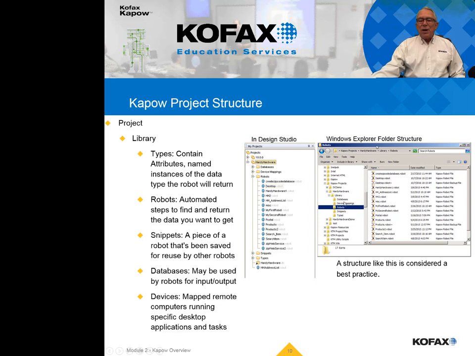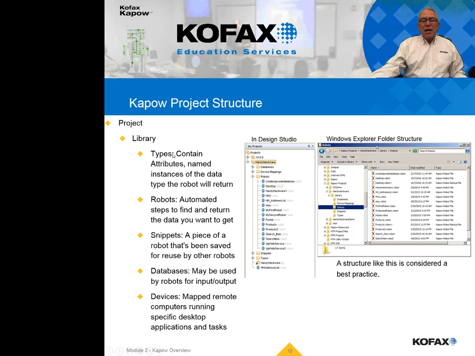Now, this makes it very easy for you to move a project from one system to another, say from a design environment to a production environment. You just copy the top level folder and open it up in the new environment. Again, this structure is not required other than the library folder, but it does make things a lot easier to look at and to navigate.